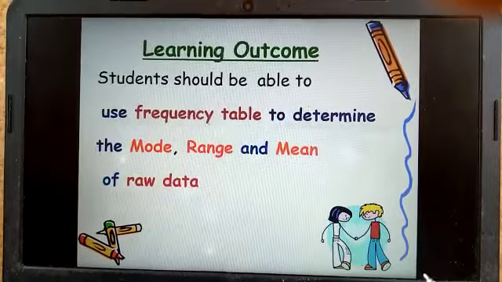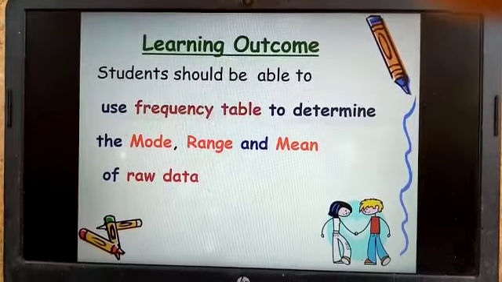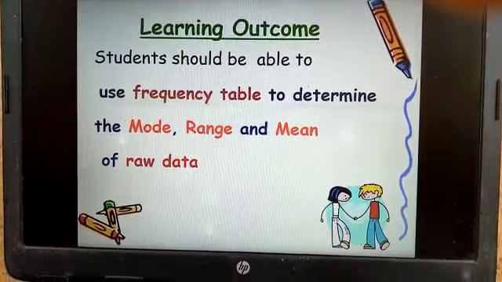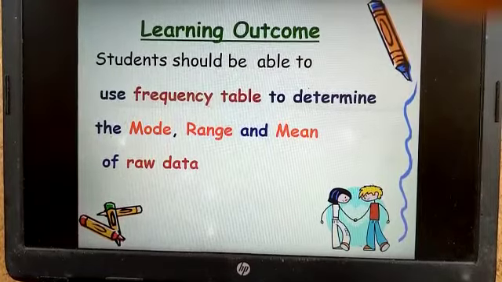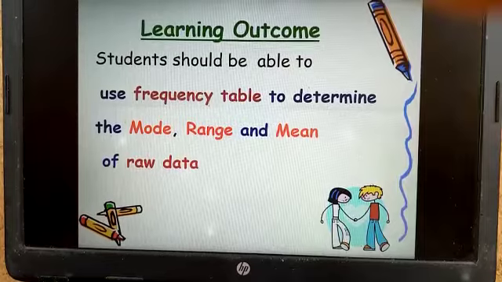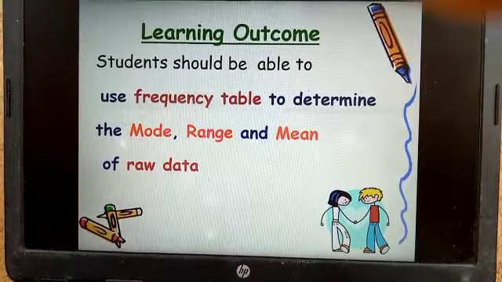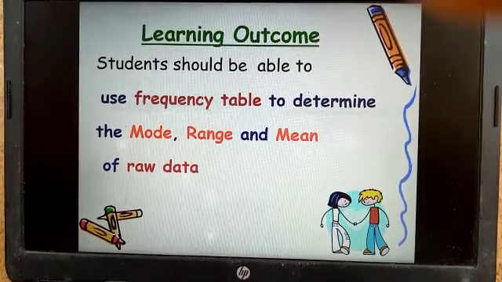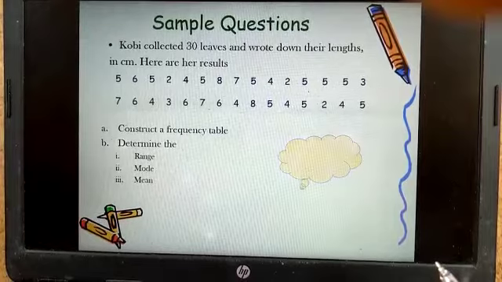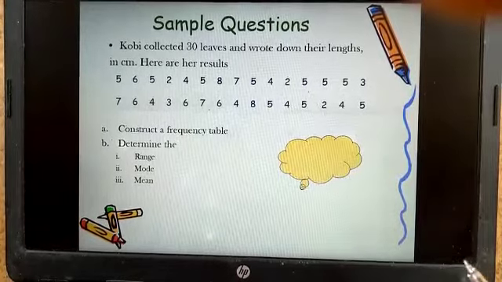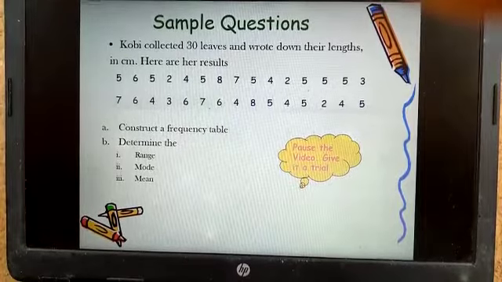Clap for yourself. Now, today, we want to use the frequency table to determine the mode, range, and mean of raw data. I repeat it again. We want to use the frequency table to determine the mode, range, and mean of raw data. Now, I have an example here. Since it's a sample question, I want you to give it a try. You have 5 minutes.